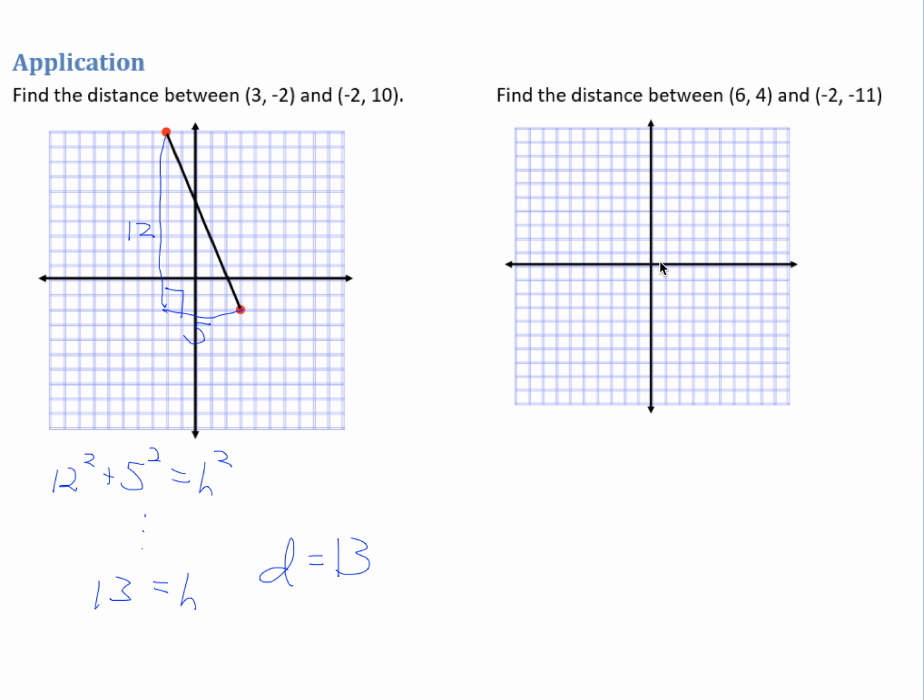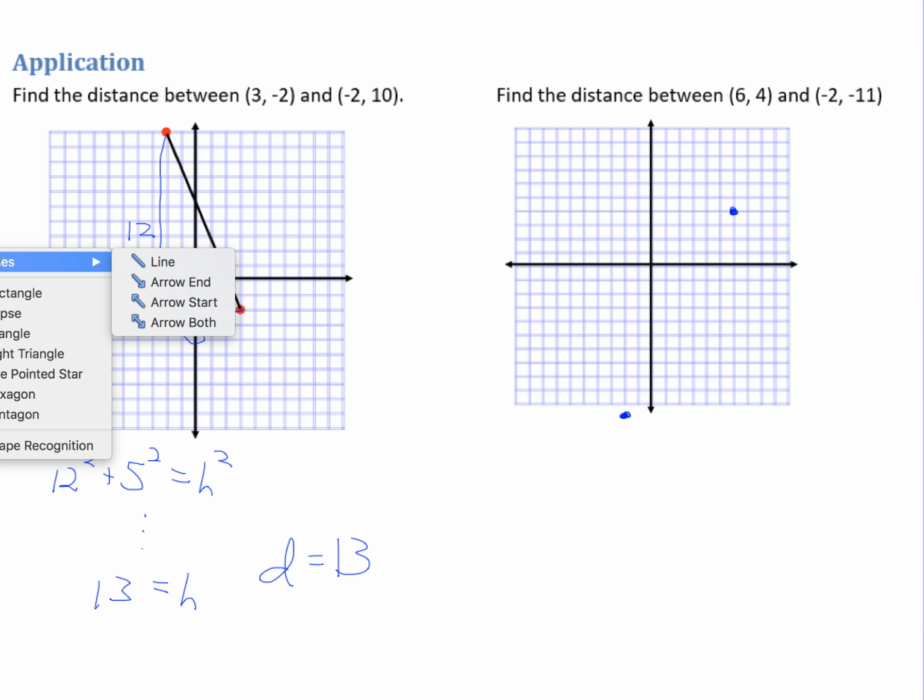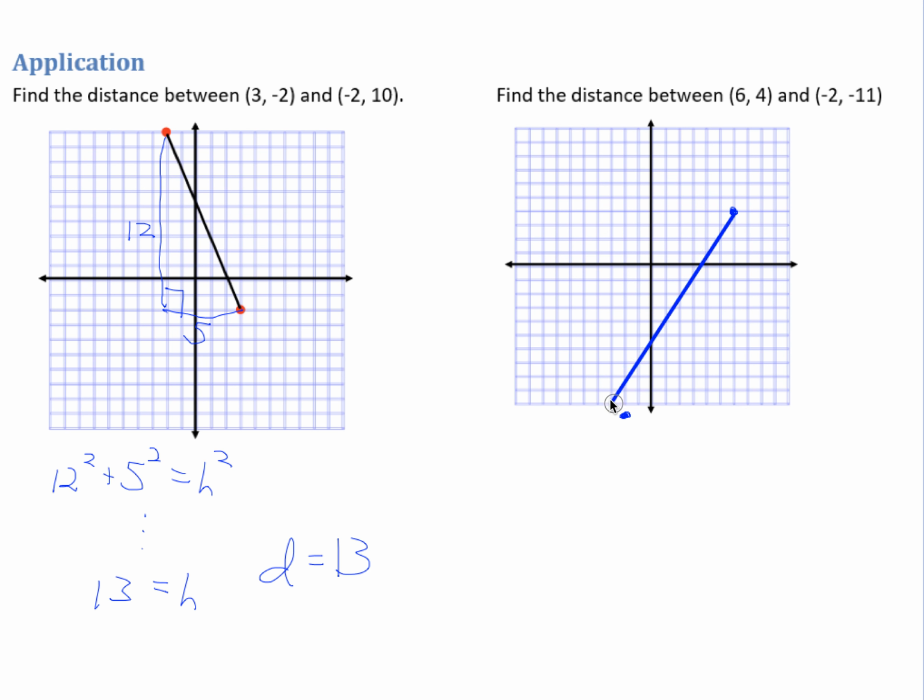We have the point 6,4 and the point -2, -11. I think -11 is actually off our graph a little bit. We want to find that distance, from here to here. What we can do is form another right triangle, and we can use the Pythagorean theorem.